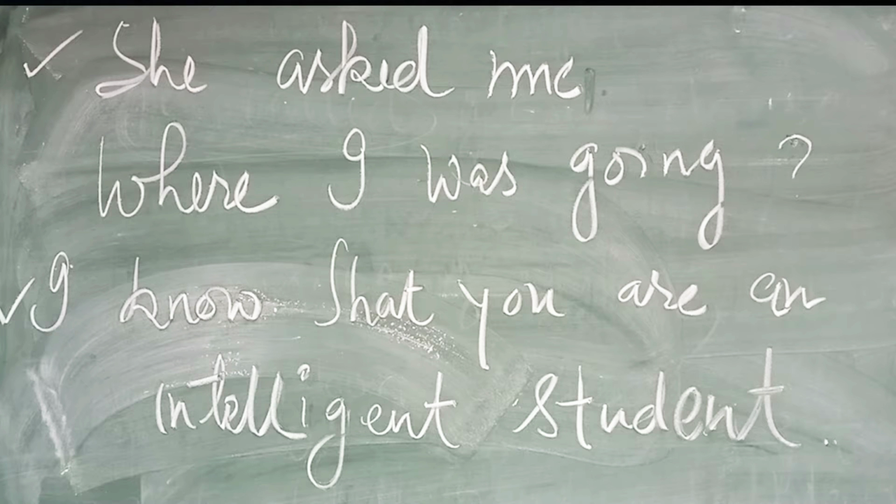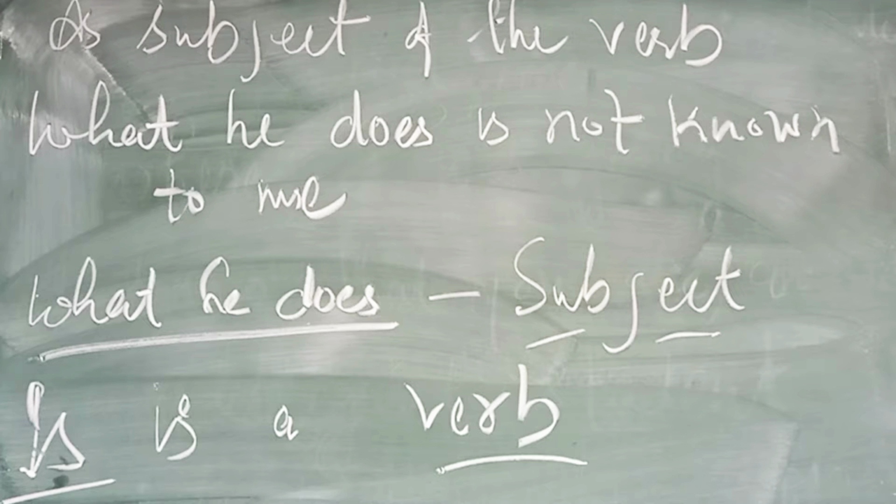See, we have one more example here. I know that you are an intelligent student. I know what? A question is asked from the main verb: what do you know? I know that you are an intelligent student. See how, that you are an intelligent student. How do we know that this is a noun clause? Very easy to find out.